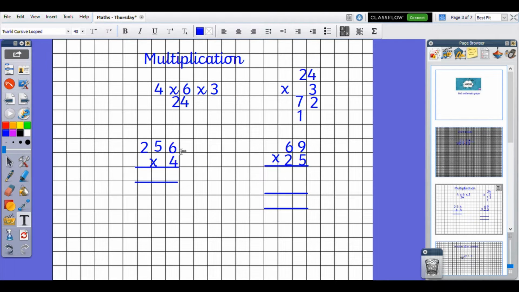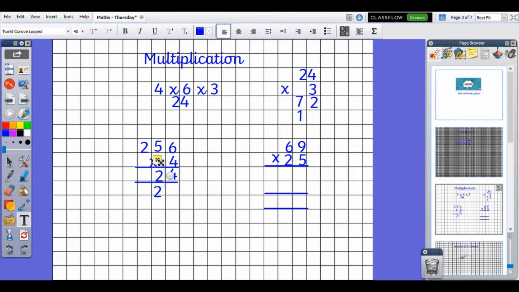Then we're going to have a look at another short multiplication, but this time it's got more numbers. So I'm going to do 4 times 6, which again gives me 24. We know we can't have 24, so I need to carry the 2 into the tens column like this. Then I'm going to do 5 times 4, which gives me 20. I need to remember to add my 2 to give me 22.